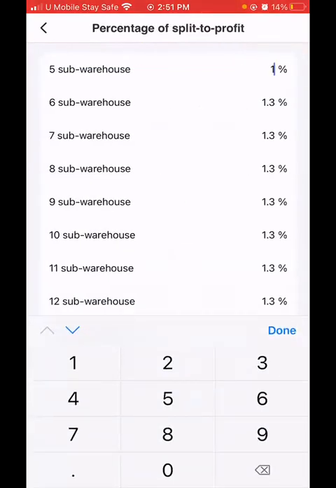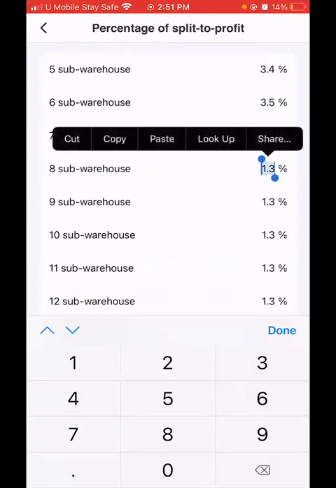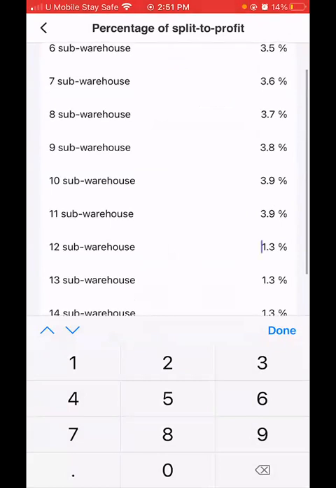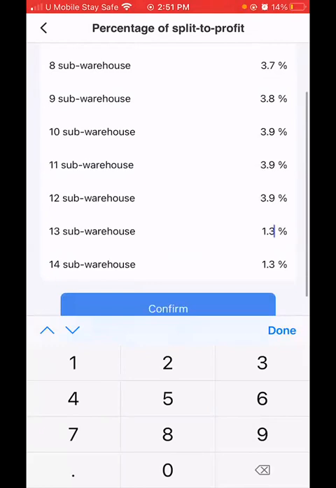Because of our sub-beam, the other one starts from 3.4. Let's start from this. 3.5, 3.6, 3.7, 3.8, 3.9, 4.